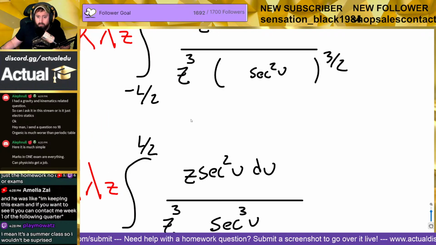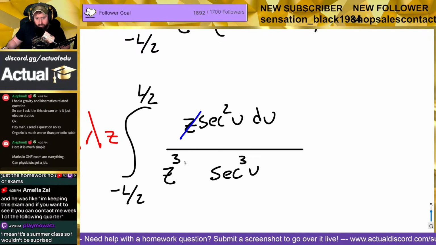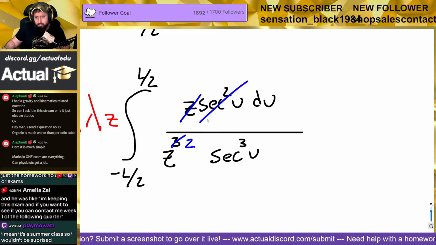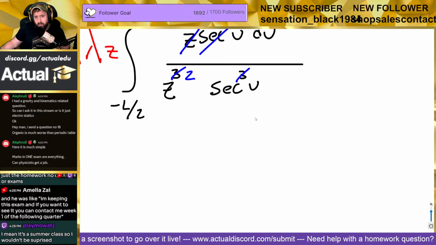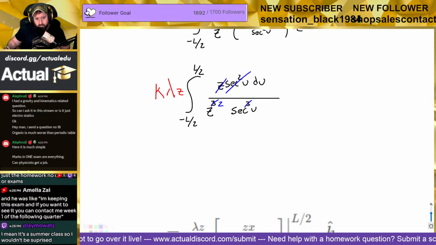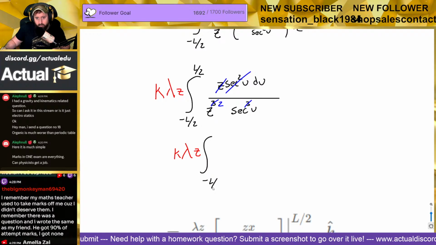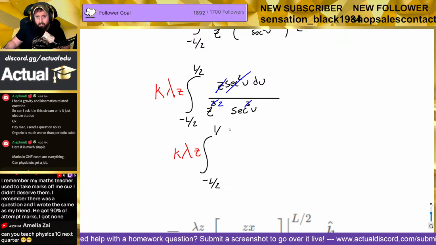Okay, well, this is cool, because z cancels with this to make z squared. And this cancels with this to get you just secant of u. Okay. So then I have k lambda z, integral from negative L over 2 to L over 2.